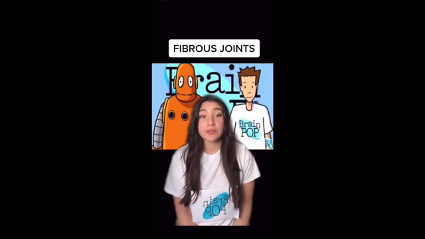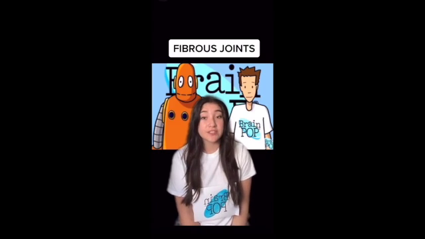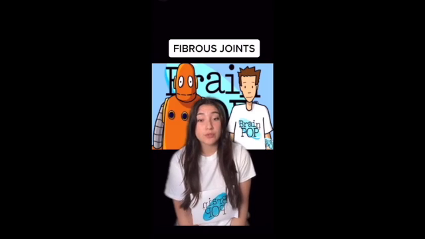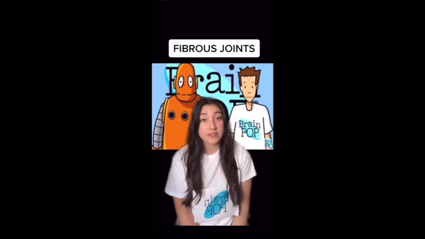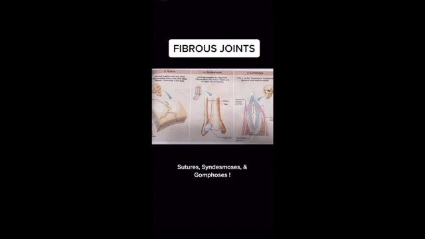Moreover, as we talked about the three different types of structural classifications known as the fibrous, cartilaginous, and synovial joints, fibrous joints are immovable joints. Fibrous joints are when bones are joined by fibrous tissue and no joint cavity is present. There are three different types of fibrous joints known as the sutures, syndesmosis, and gomphosis. Here in this image are three different types of fibrous joints. The first one is sutures, the second one is syndesmosis, and the third one is gomphosis.